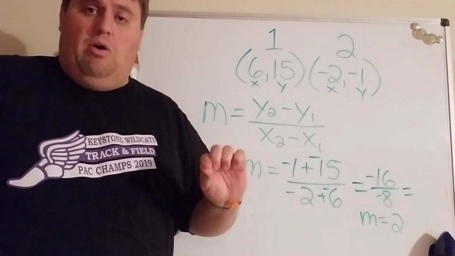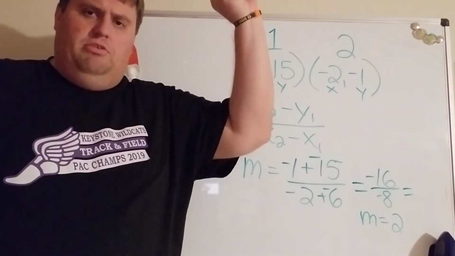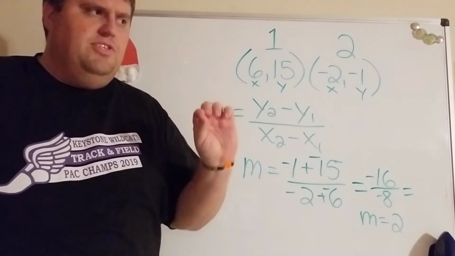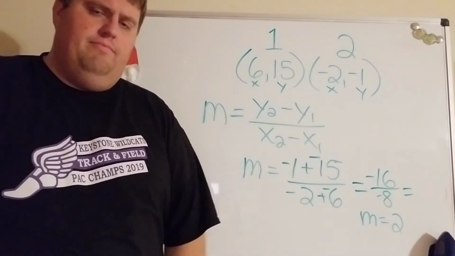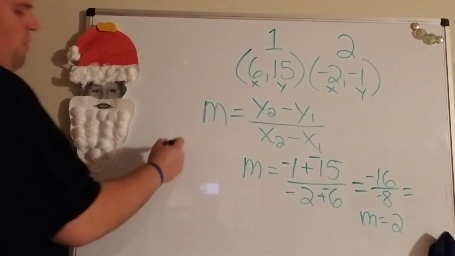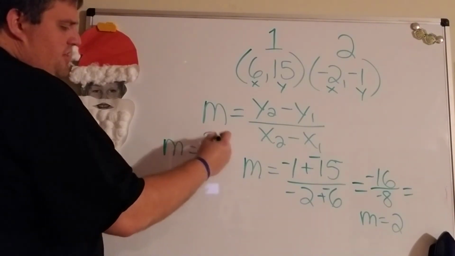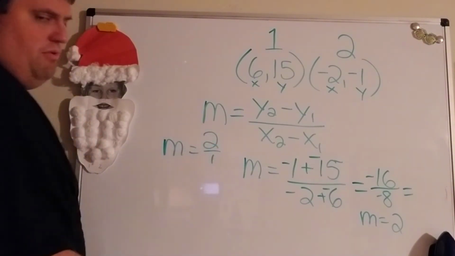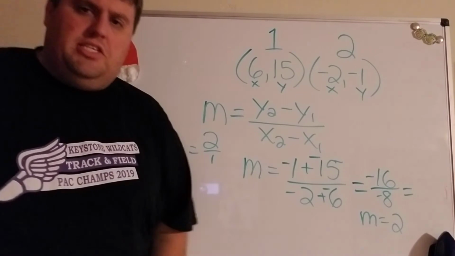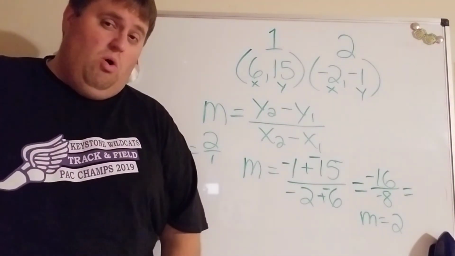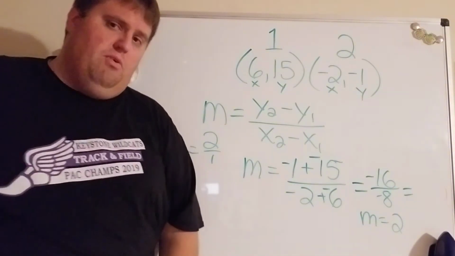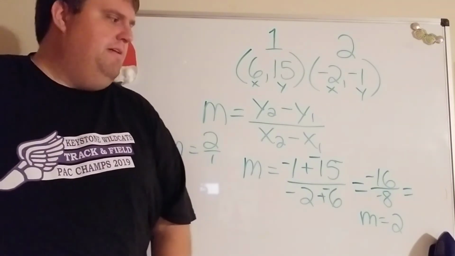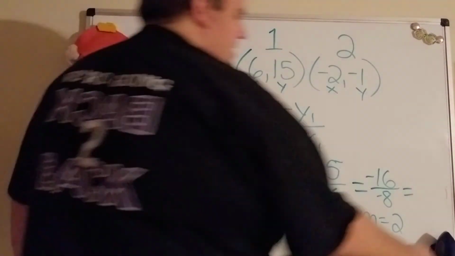So this line's going to go up 2 over 1, up 2 over 1. The rise is 2, the run is 1. And I'm getting that over 1 because if I was going to write 2 as a fraction, I'd write 2 over 1. So anytime you get the slope and it's an integer or a whole number, you can always put it over 1, and that's going to be the run part of it. Let's try another one of those.